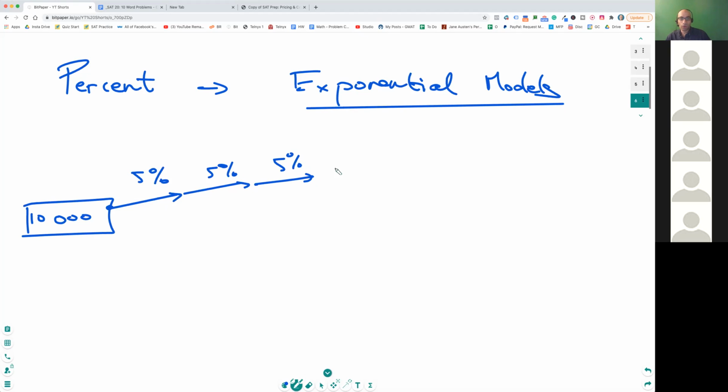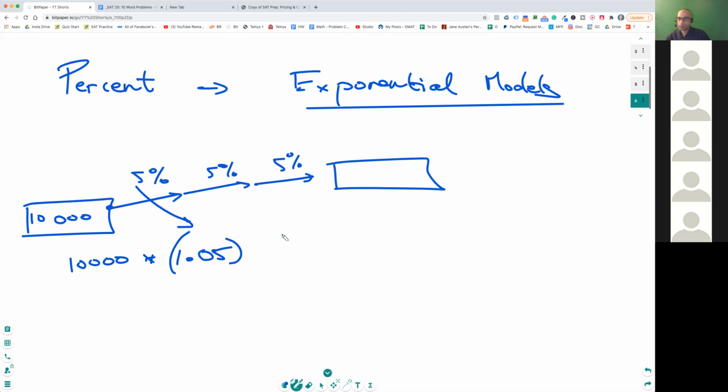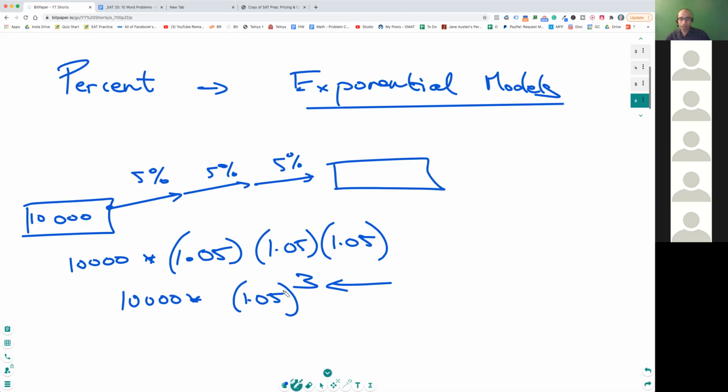Remember what you've done before to get the new price. You've taken 10,000, which is your initial price, and multiplied by 1.05, and then multiplied by 1.05, and then multiplied by 1.05. If these are the same, there's no need to write it this way. You can just write it as 10,000 times 1.05 to the third power. This is how many time units you've got, which is 3 units. So 1.05 to the third power times 10,000, you get 11,576.25. Very nice.